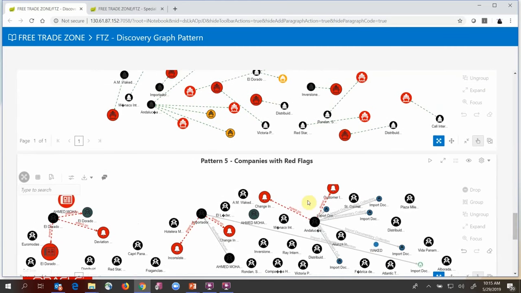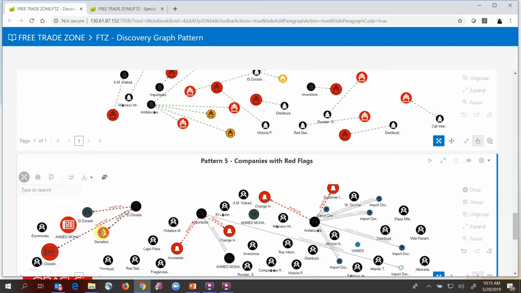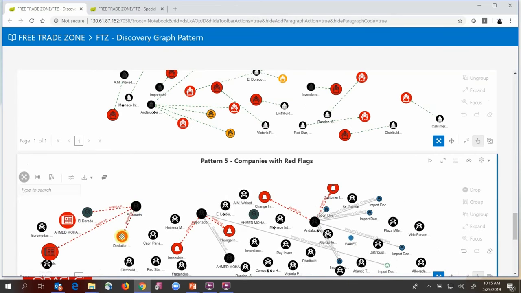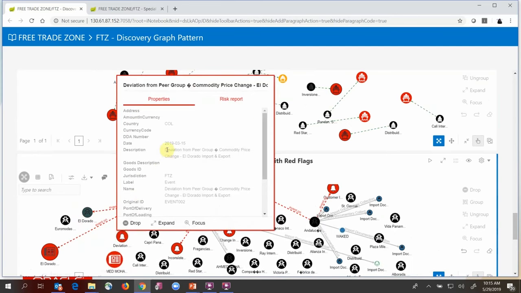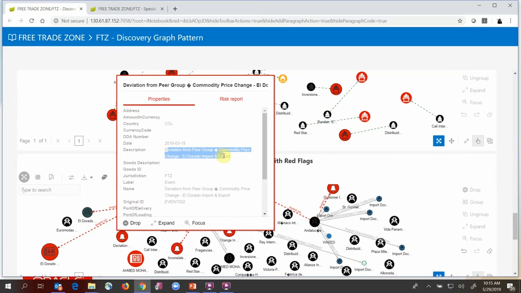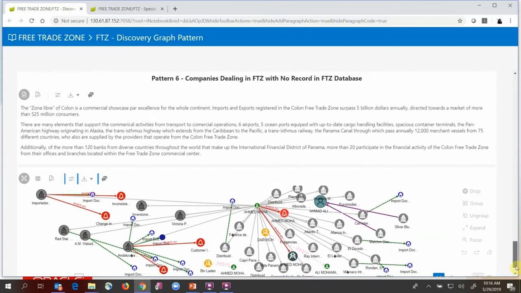Our next pattern is about companies with red flags. If you see this specific individual, El Dorado, has an internal red flag about deviation from peer group commodity price. That was one of the internal rules which was hit. It also has negative news and is also part of a sanction list here.